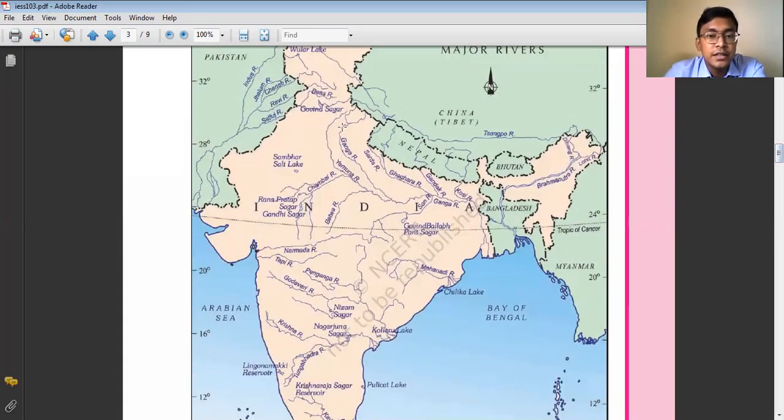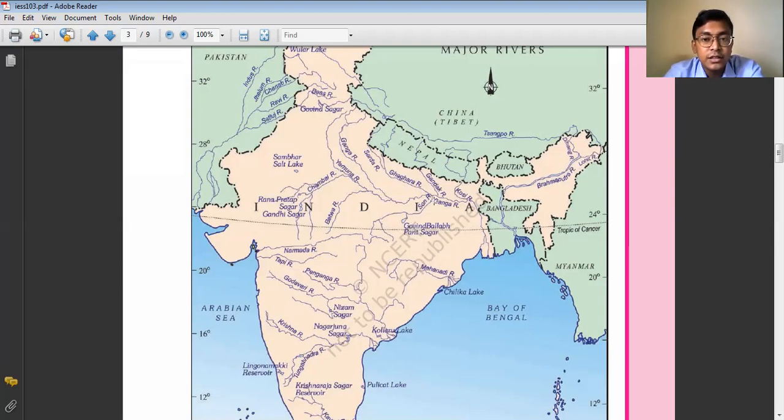So here you can see the river Ganga flowing. After originating in Uttarakhand, it enters Uttar Pradesh and flows in Uttar Pradesh for quite a long distance, and then it enters Bihar. In its course, you can see that the river Ganga is joined from the right-hand side by the river Yamuna. The Chambal and the Betwa are the two rivers which join the river Yamuna, and then it joins the river Ganga.